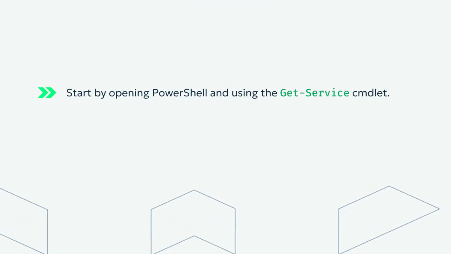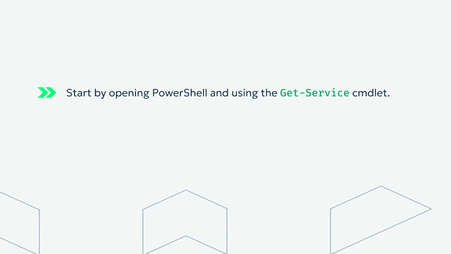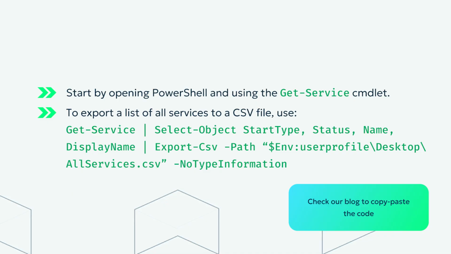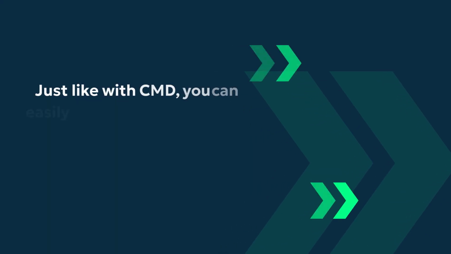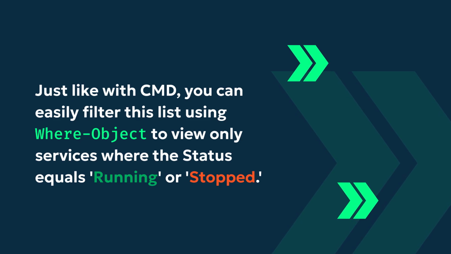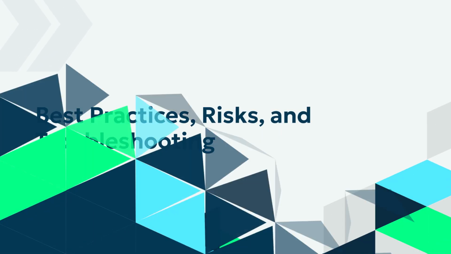Start by opening PowerShell and using the Get-Service cmdlet. To export a list of all services to a CSV file, use. Just like with CMD, you can easily filter this list using Where-Object to view only services where the status equals running or stopped. Best practices, risks, and troubleshooting.